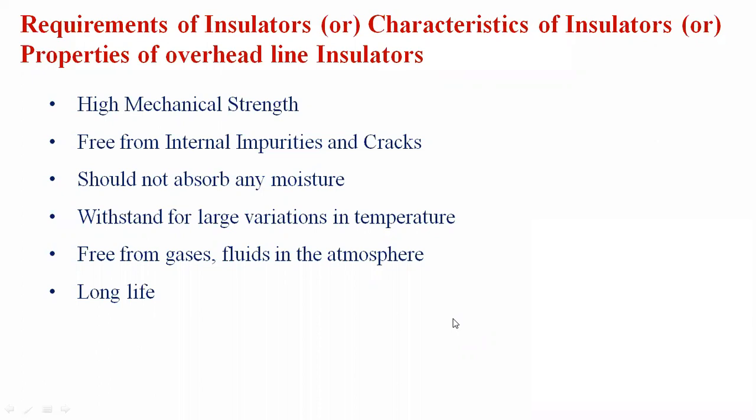These are the various requirements or characteristics of the insulator. Otherwise, these represent the properties of the overhead transmission line. The main thing, we choose the insulator for high mechanical strength. That is two parameters: one is the weight of the conductor, another is the wind velocity. It should not absorb moisture particle, gases, fluids and alkalines in the atmosphere. And we choose an insulator free from internal impurities and cracks, which can stand any temperature level in the open atmosphere. For looks, it should be of good shape, and lifespan should be more. These are the various properties or requirements of the insulator.